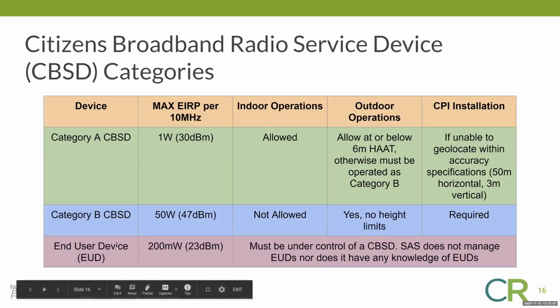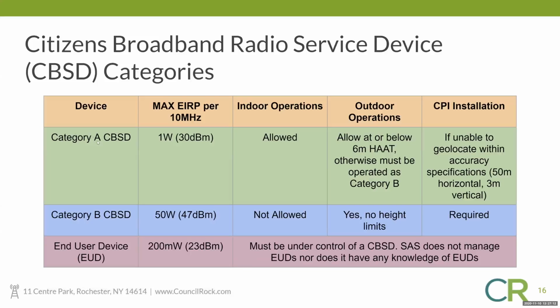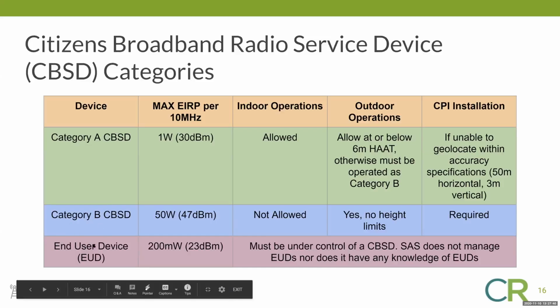And then the end user devices. Before I get to the end user, these two devices, category A and category B, cannot be used for mobility. In other words, once the location where it's going to be transmitting is defined, it cannot operate while it's moving. It cannot be operational while moving in any other facility like a train or a car. The only device that is allowed to operate for mobility is the end user device.